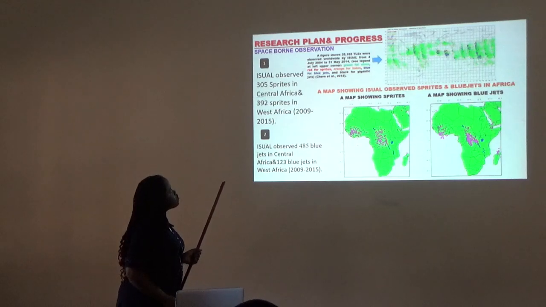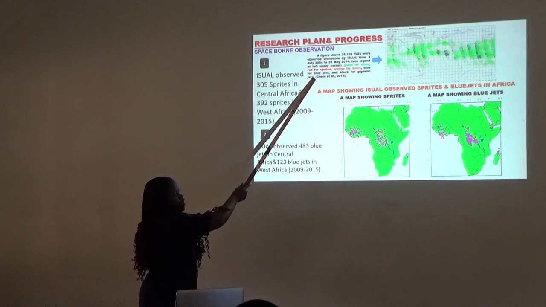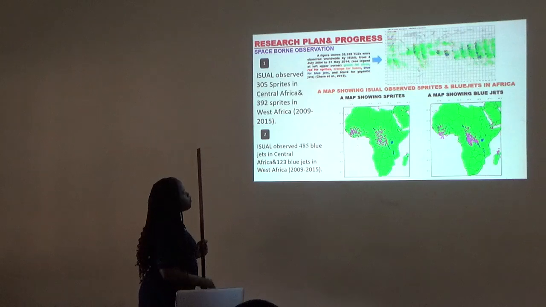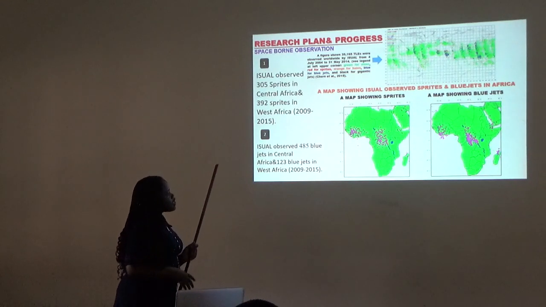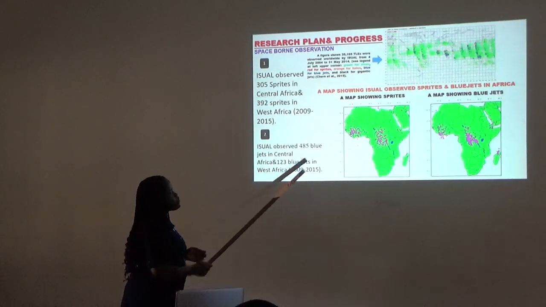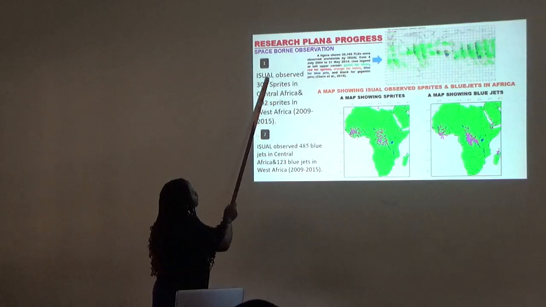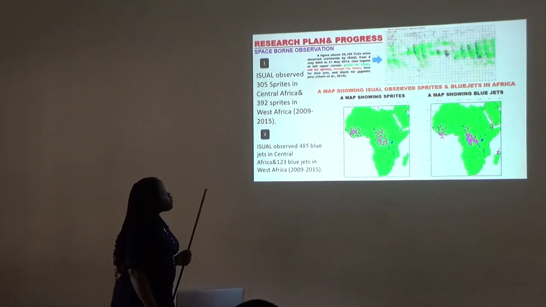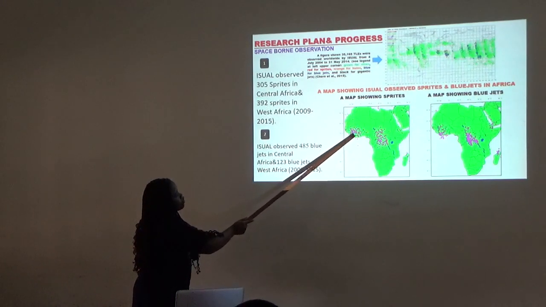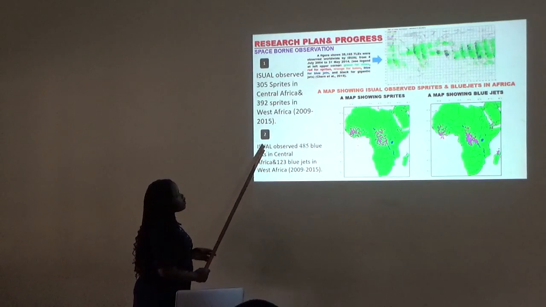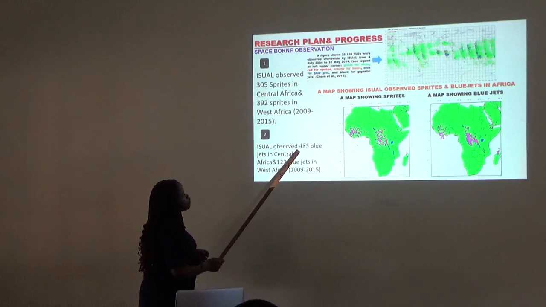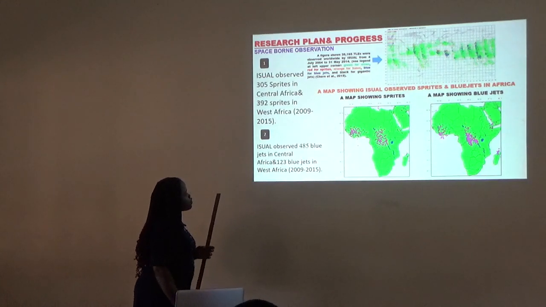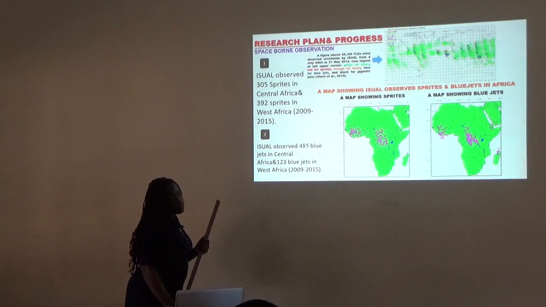So for our research, we got the data from these people. Then we tried to find out how many sprites are in Central Africa, how many blue jets, how many gigantic jets. But my research mainly concentrates on the sprites and the blue jets. Using ISS, we observed 305 sprites in Central Africa and 392 sprites, which is here, in West Africa. Then we used the same data to observe 485 blue jets in the Central African region and 123 blue jets in the West African region.